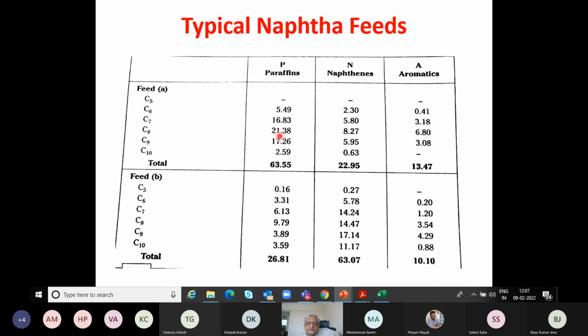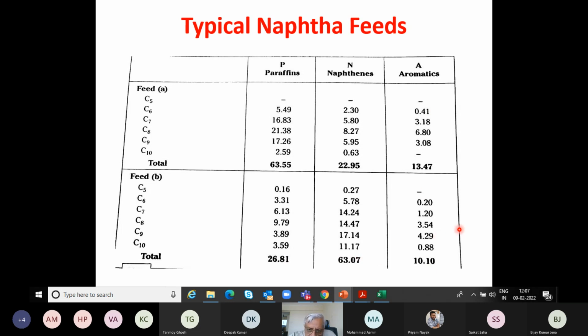So this particular feed has around 63% paraffins, around 23% naphthenes, around 13% aromatics, very little benzene, but toluene, xylene, and C9 aromatics. The feed below has less paraffins and more naphthenes, roughly the same aromatics.